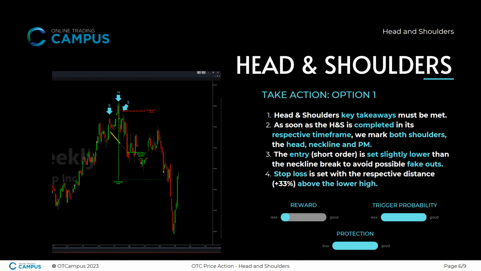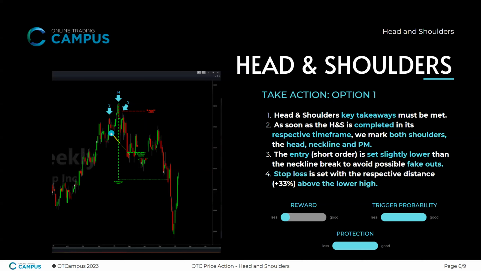Next step is the entry. The head and shoulders, guys, is a short opportunity. The entry, short order, is set slightly lower than the neckline break to avoid possible fake outs, okay? Slightly lower to avoid possible fake outs. Entry is that we extend the neckline, okay?